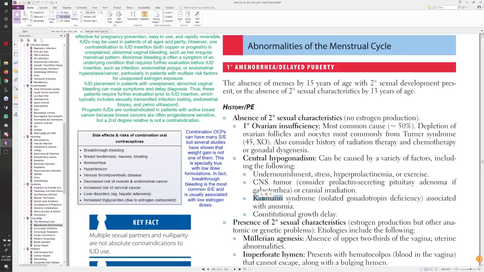Kallmann syndrome, usually one of the easiest questions, where it's going to be the guy that can't smell anything, the girl that can't smell anything, right? So Kallmann syndrome can occur to guys too, but here we're talking about females. The key feature they have is not being able to smell anything, right? Isolated gonadotropin deficiency. These are all different things that can cause you to not really have GnRH, gonadotropin releasing hormone.